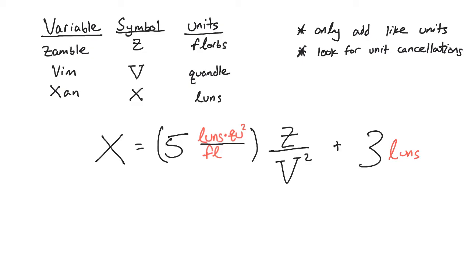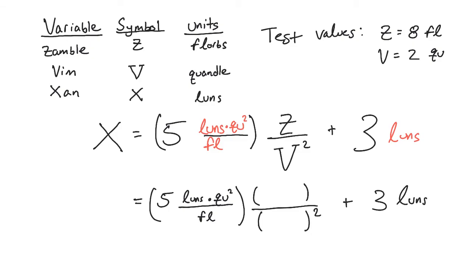So pause the video now and plug in some test values for both Zambel and Vim and work it out and see if at the end of the day you get a certain number of luns plus 3 luns. And if you do, then you've done it right. We'll take a look in a second together. Pause and try it yourself.